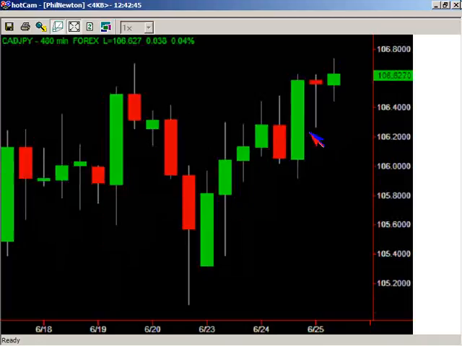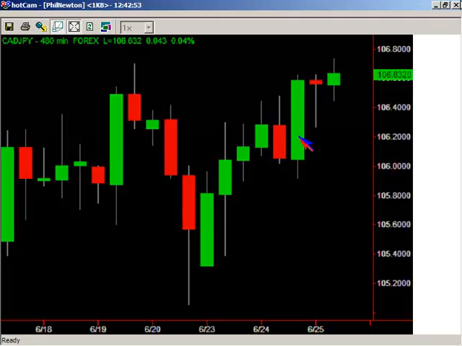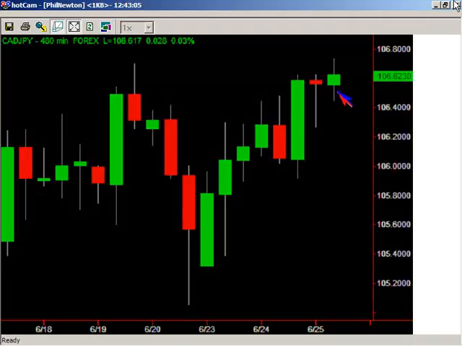Take a look at CAD yen. Inside bar on CAD yen. The 6 o'clock bar was inside the previous bar. The previous bar was up. You're looking for a long. Come back at 2 o'clock. You're either going to be in a profit, you're being stopped out, or you're going to reduce your risk on the trade if it's not making you any money.